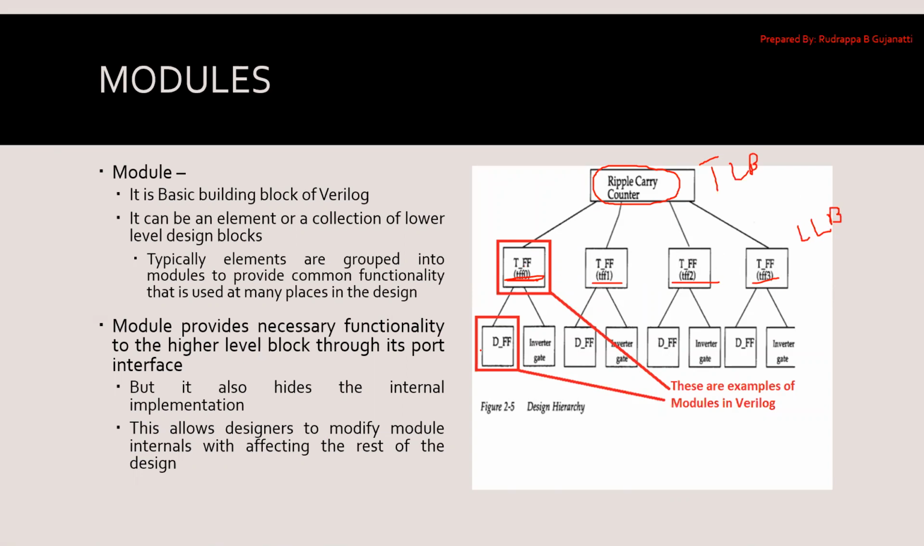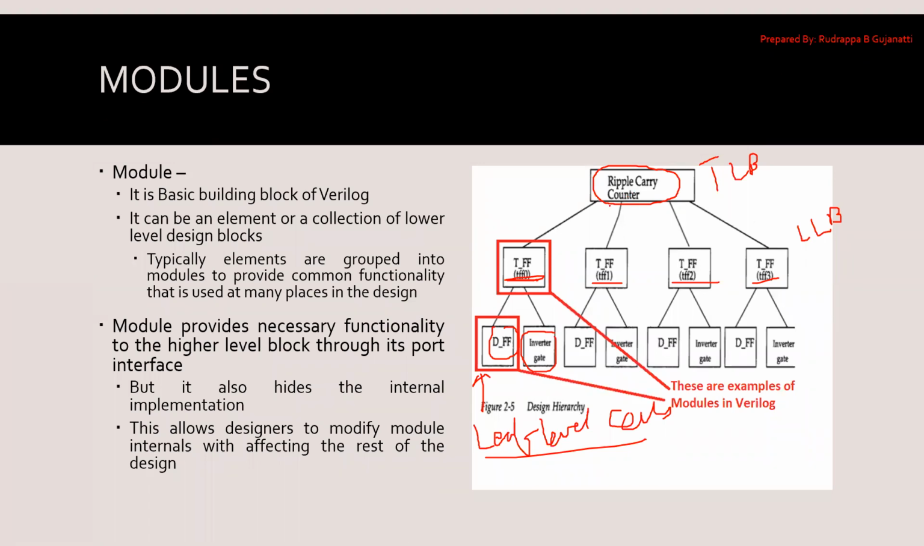A T flip-flop in turn can be built using the D flip-flop and the inverter. We are assuming that the D flip-flop does not have a Q bar output, and because of that we need an inverter. Here we assume that this is the last level, which cannot be decomposed further. These are called leaf level cells. Leaf level cells cannot be further subdivided.